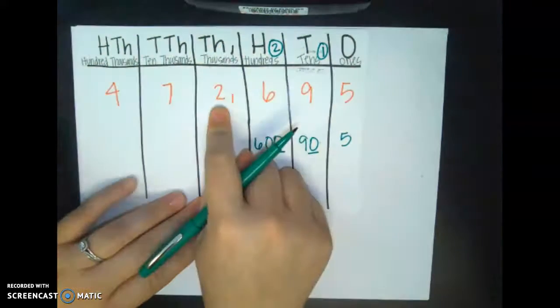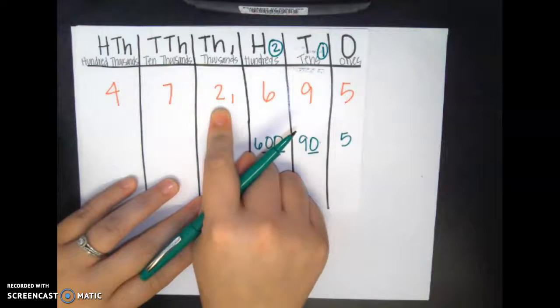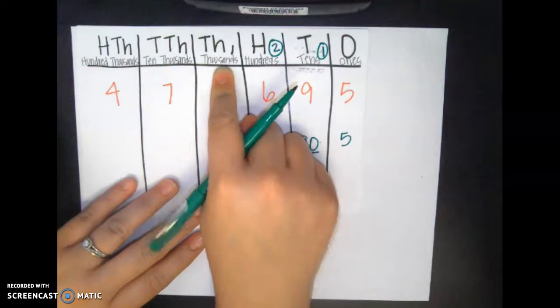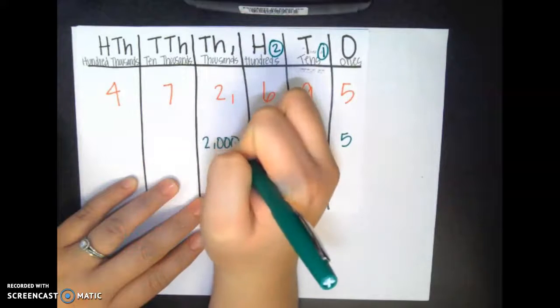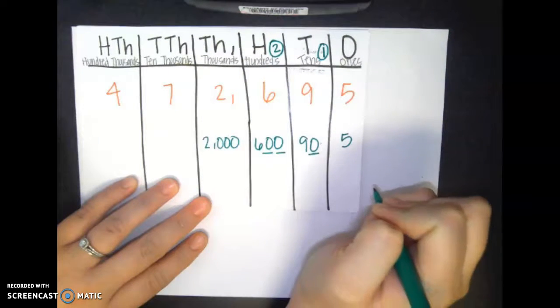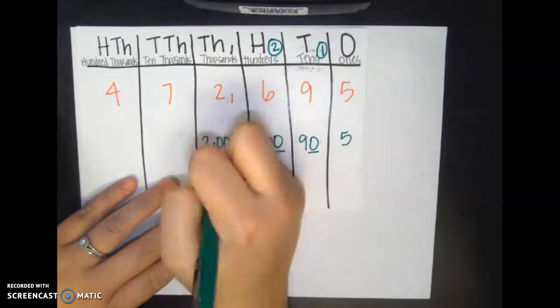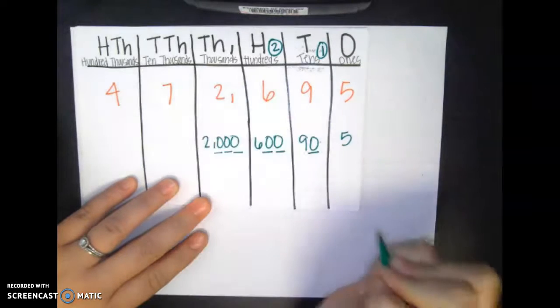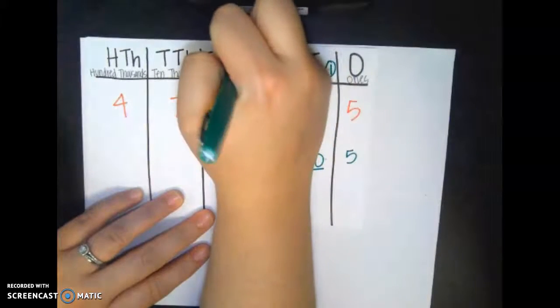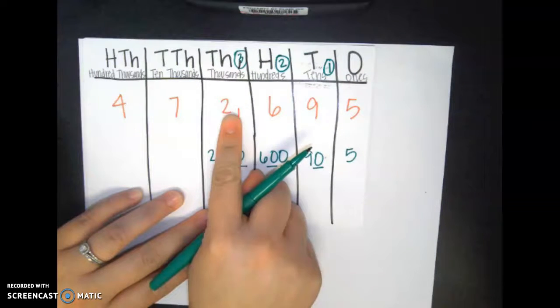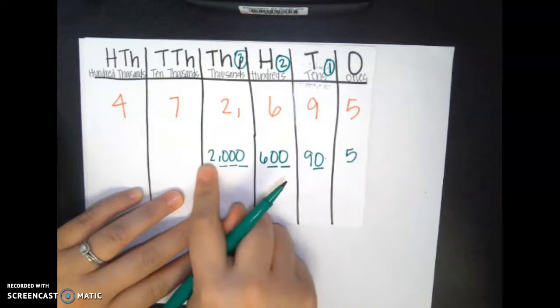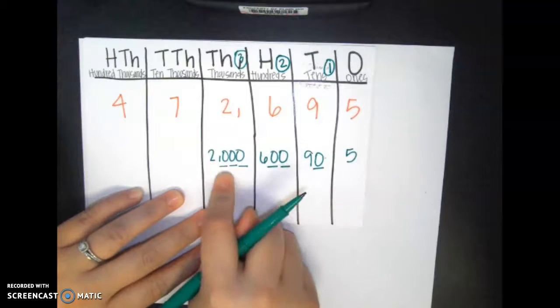Okay, and then we have a 2 in our thousands place. So I'm going to write the number 2,000. And how many zeros do we have in 2,000? 1, 2, 3. So I'm going to put a 3 up here. It doesn't matter if this was a 4, a 6, a 7, an 8. You would have 3 zeros if you had 4,000, 6,000, 8,000. So I'm going to put a 3.